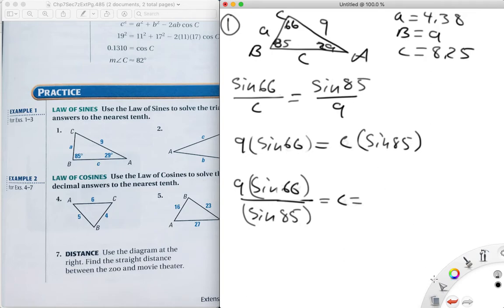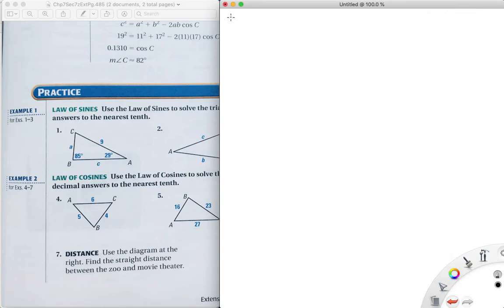All right, let's try number 4. Number 4 is going to be a little bit longer because it's law of cosines. So you get triangle ABC. We have a 6, we have a 5, we have a 4. So we have to use law of cosines 3 times to find each individual angle.